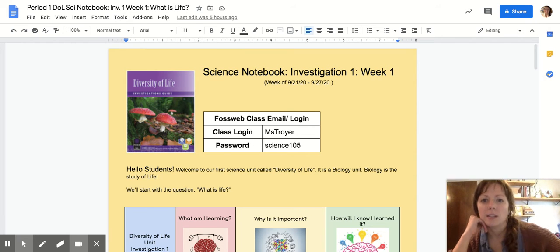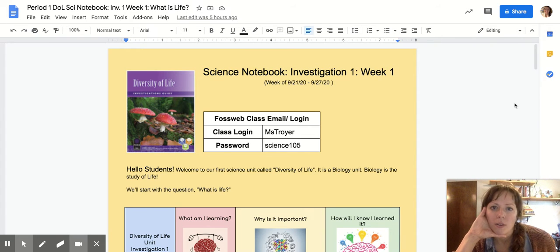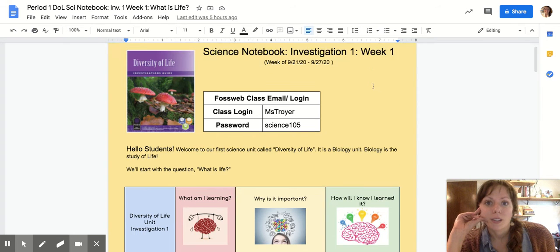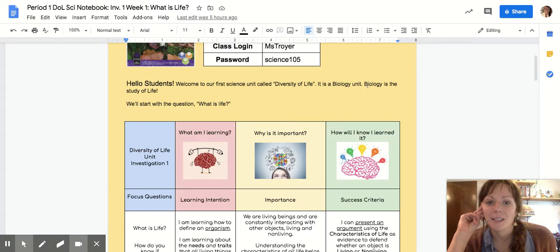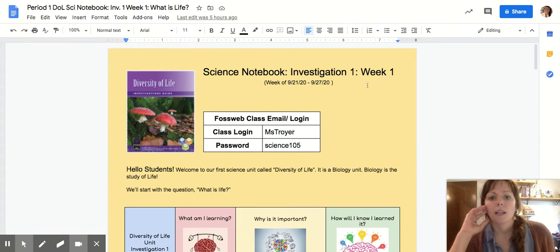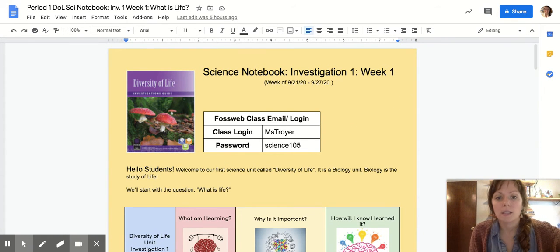Hey students, this is the first science notebook. If you missed your Zoom on Monday or Tuesday of this week, so it would be the 21st or the 22nd, then you missed a lot of work that we did together on the science notebook. So I'm going to go through it so that you can still complete the work and submit it for the week. So welcome to Diversity of Life.